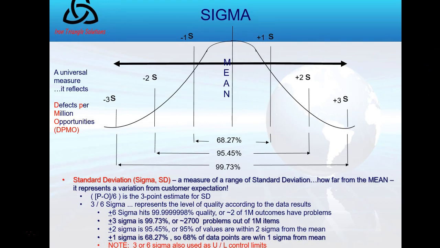6 sigma is 99% quality. I give you some extra data for fun. It's 2 errors or issues or defects out of every million outcomes. 3 sigma is 99.73. That's what's important for the exam. I just mentioned that it's about 27 errors out of a million items. 2 sigma and 1 sigma. Also note, 3 and 6 sigma are common upper and lower control limit numbers pending other data.